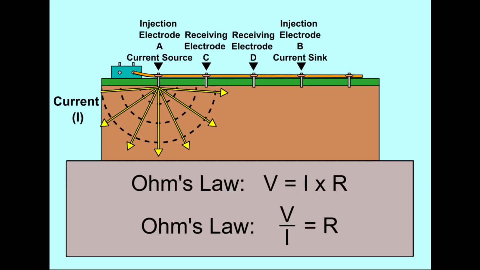We can rearrange Ohm's law to solve for resistance. I know, we don't want resistance, right? Hold on. Divide both sides by the current and you get voltage over current equals resistance.